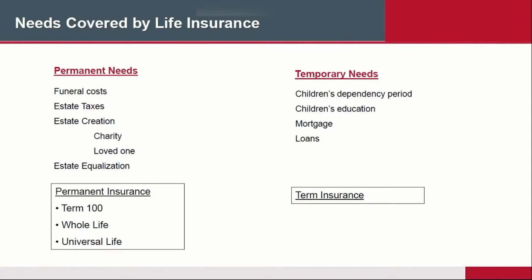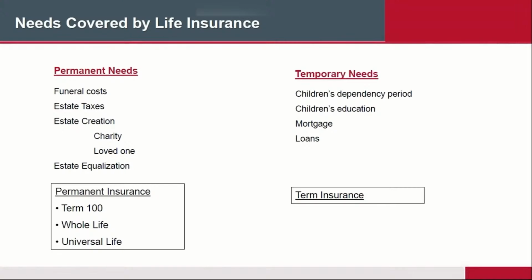As you get older, your income starts to increase and you may be able to afford a bit more. Your temporary needs now may become permanent needs. Permanent needs are basically needs that never expire. They will actually expire only when you die, and that's it. In other words, they're going to be there forever and a day. Obviously, funeral costs are permanent needs because none of us know when we're going to die. Estate taxes.